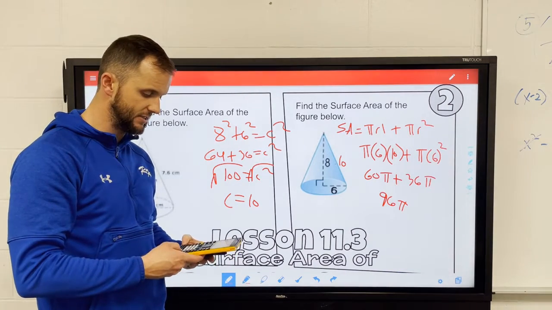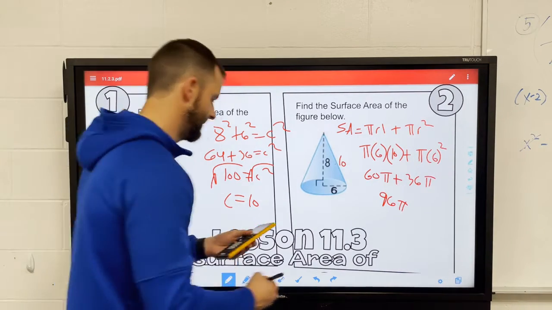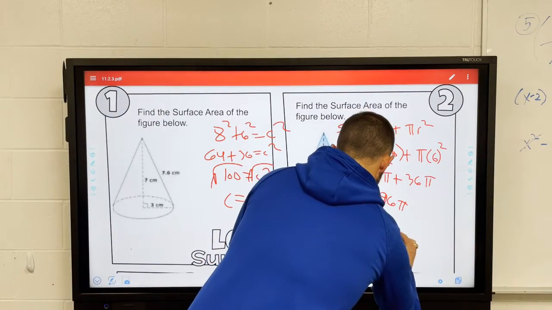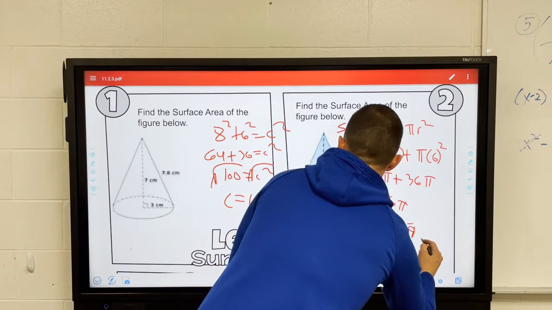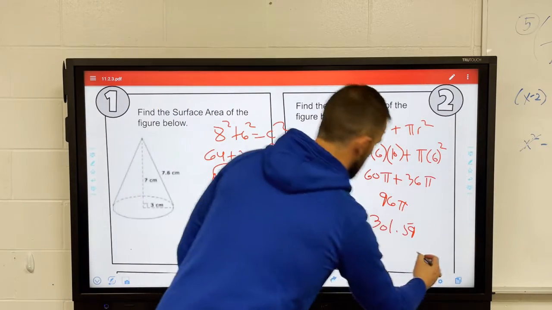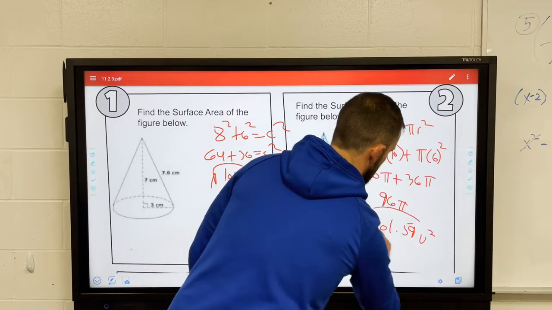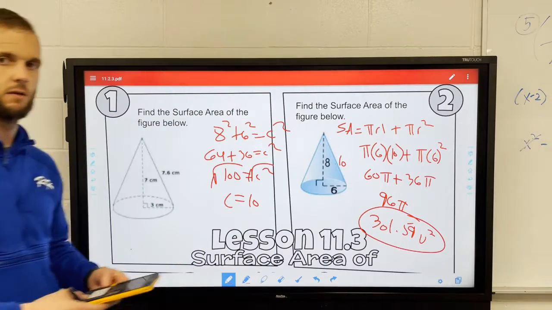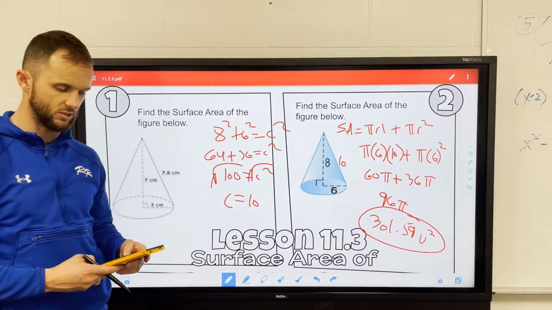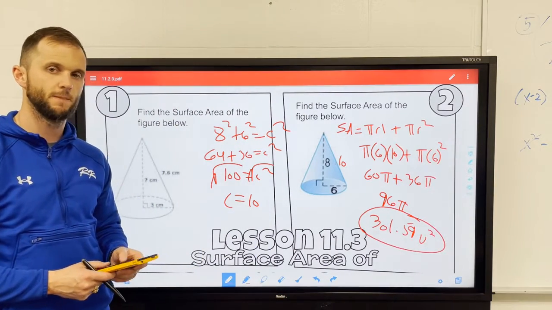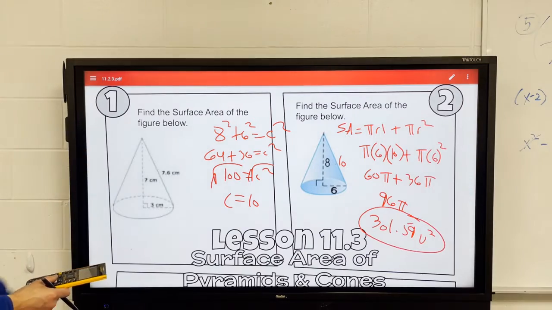Or I could do 96 times pi, and that's going to end up giving me 301.59. And there's no units here, so I'm going to do units squared if there was any type of units there. Okay, because we're doing surface area, which is going to be squared units. Okay, let's jump over to example number 3.